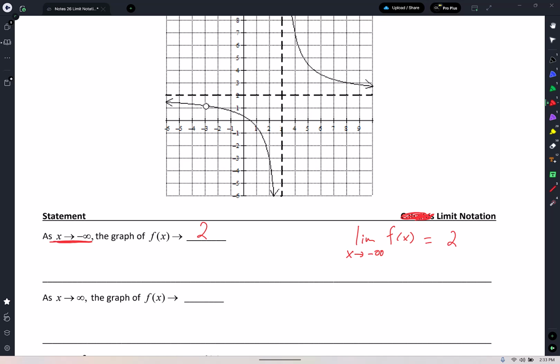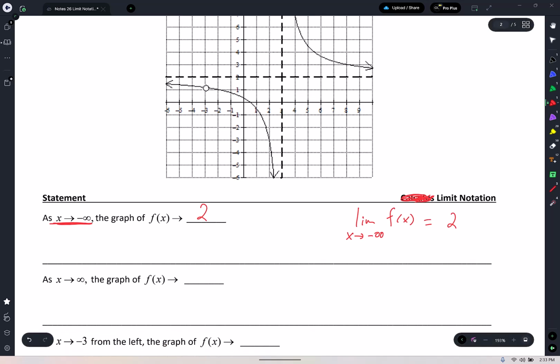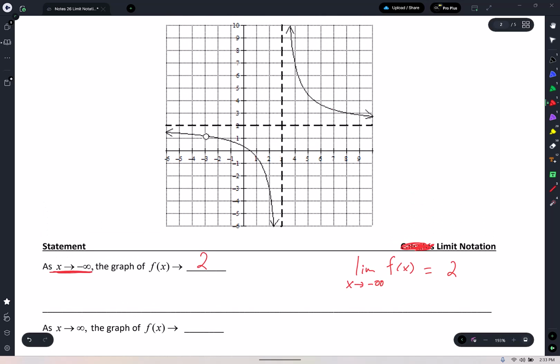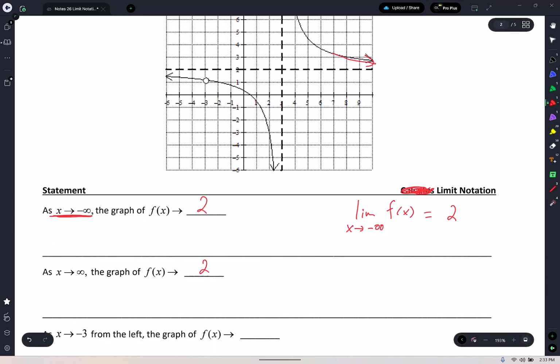As x approaches infinity on the graph of f of x, so x is getting larger and larger, what y value am I approaching? 2. Limit as x approaches infinity of the function f of x is equal to 2. You can also write out the whole function if you wanted to, but it's easier to just do that.